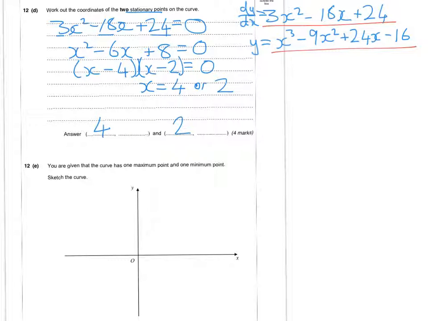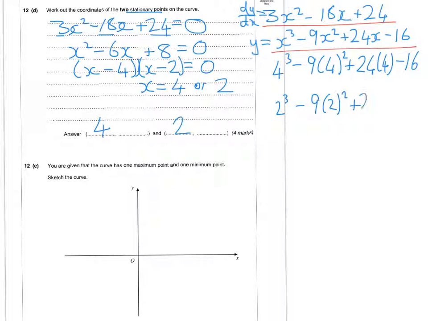Then using my equation for y to get the y coordinates, I have 4 cubed minus 9 times 4 squared plus 24 times 4 minus 16, and 2 cubed minus 9 times 2 squared plus 24 times 2 minus 16. And I get both of those from my calculator. So y equals 0 here and y equals 4 here. So 4, 0 and 2, 4.